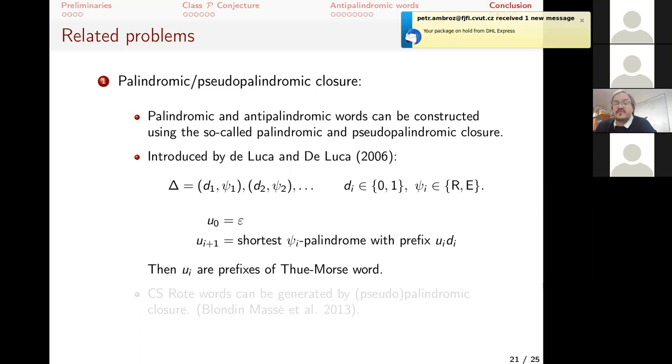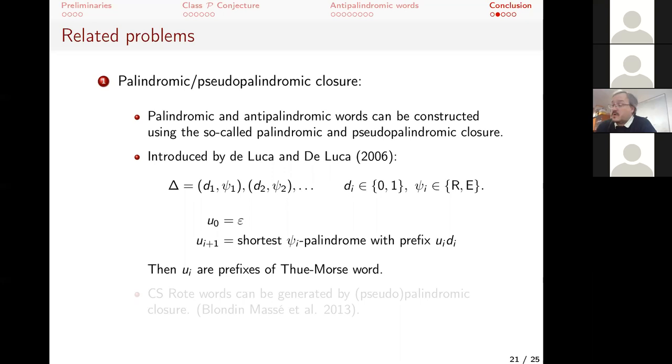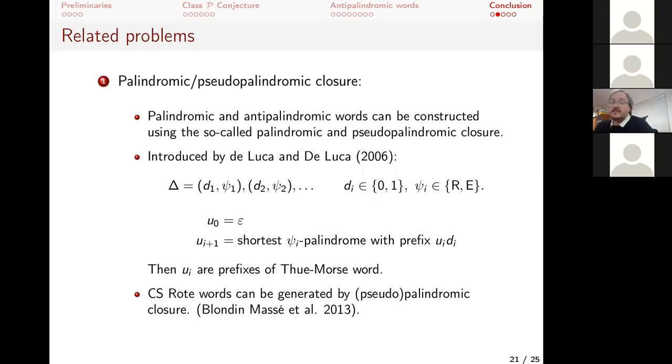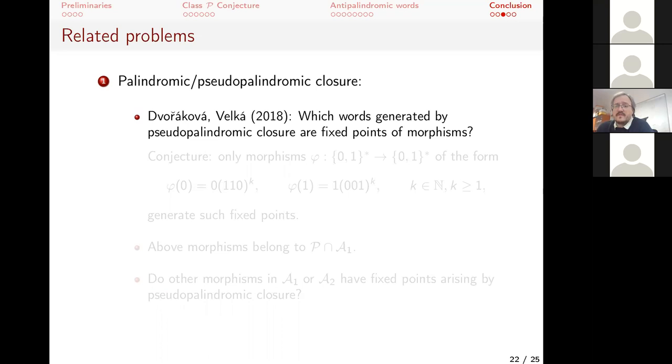Similarly, complementary symmetric Rote words can also be generated by pseudo-palindromic closure. It was shown by Blondin Massé and his co-authors. Lubka Dvořáková and her student, Tereza Velká, were inspecting the following problem: which words generated by pseudo-palindromic closure are fixed points of morphisms.